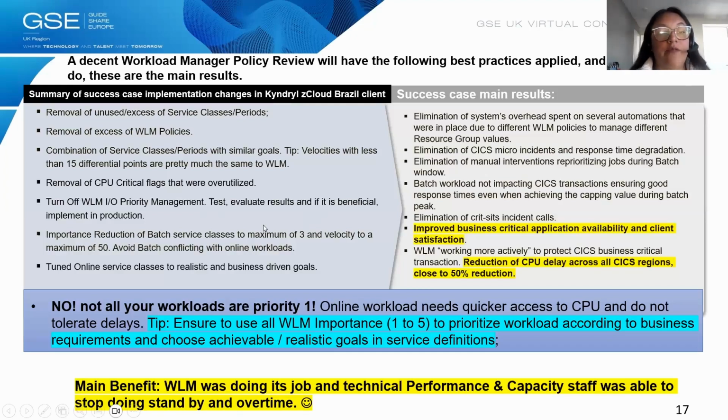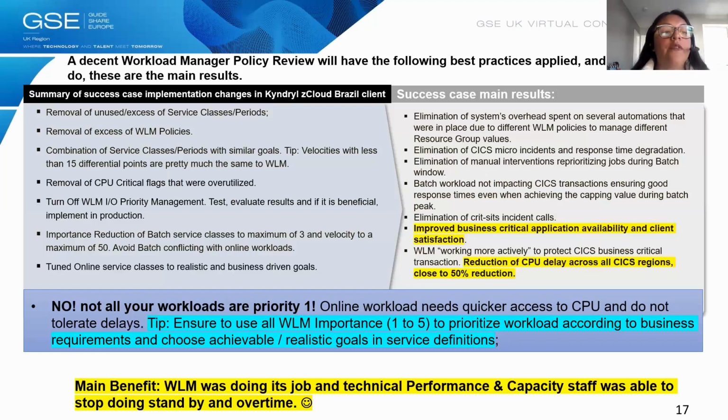Excess of CPU critical flag is not good as well, because every time WLM will ensure this CPU critical flag, it's an extra action that they do each cycle, right? So WLM is constantly doing checkouts every 10 seconds. And whenever the service class has the CPU critical flag, WLM goes and ensures the dispatching priority every time. So let WLM decide whenever it has to increase or reduce the dispatching priority, right? And remove the excess of CPU critical flags.